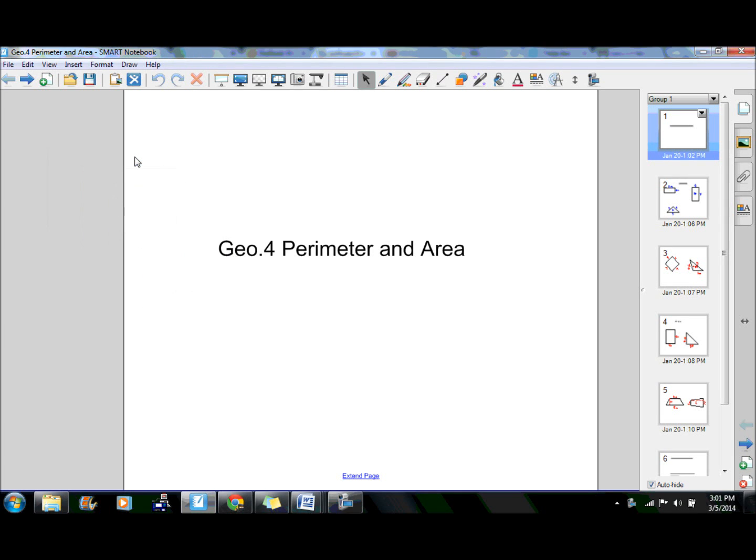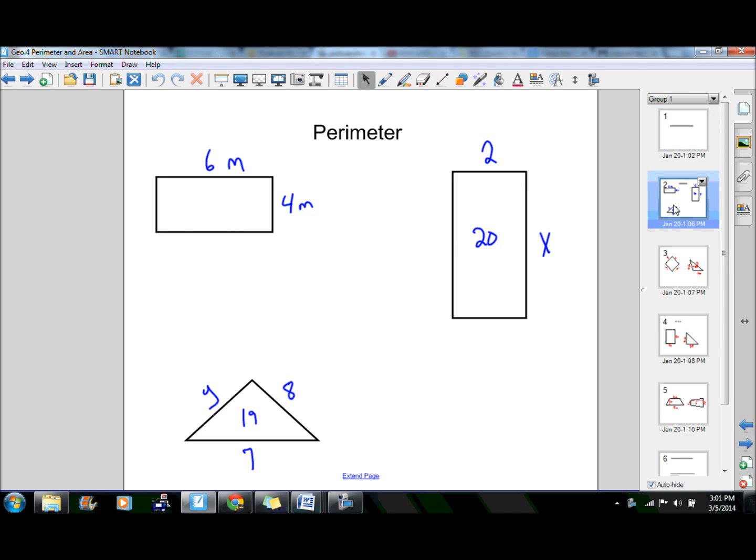Hello everybody, I would expect this video to be relatively quick and painless because perimeter and area is something that we covered quite a bit in various projects that we've done over the year. So, starting off with the perimeter of a figure. The idea of perimeter is the total amount of distance covered on the outside of a figure.